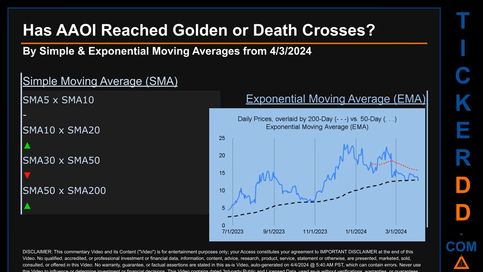Has AAOI price reached golden or death crosses? Golden cross and death cross are basic signals that compare average prices across two specified trade day ranges, a short-term versus a long-term range.